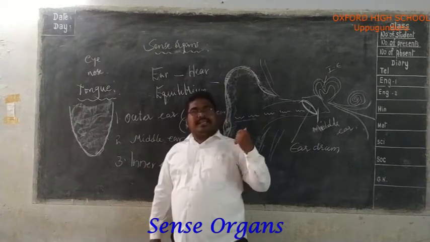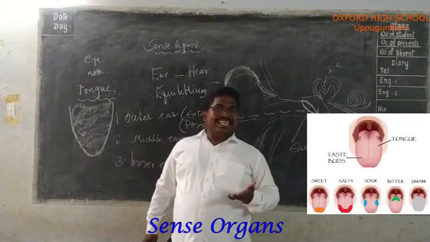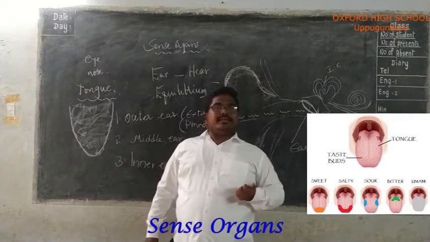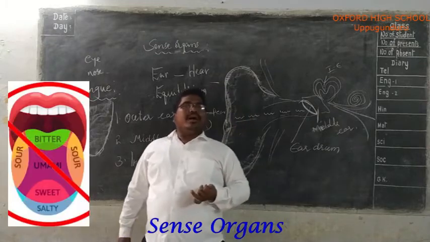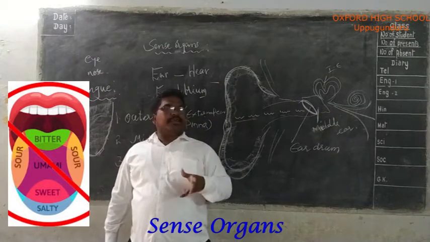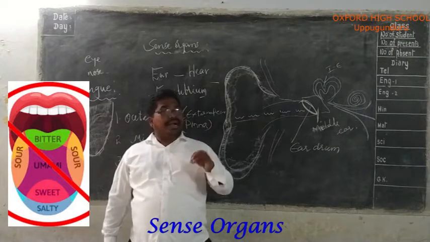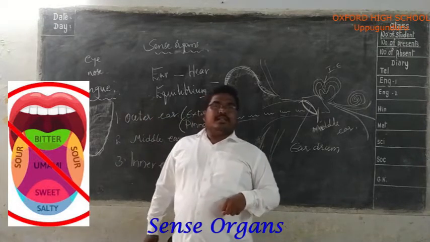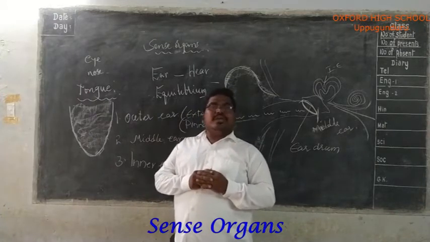The four main types of tastes are sweet, salty, sour, and bitter. You understand? Sweet, salty, sour, and bitter. These four types of tastes are identified by our tongue. What makes the tongue identify different types of tastes?